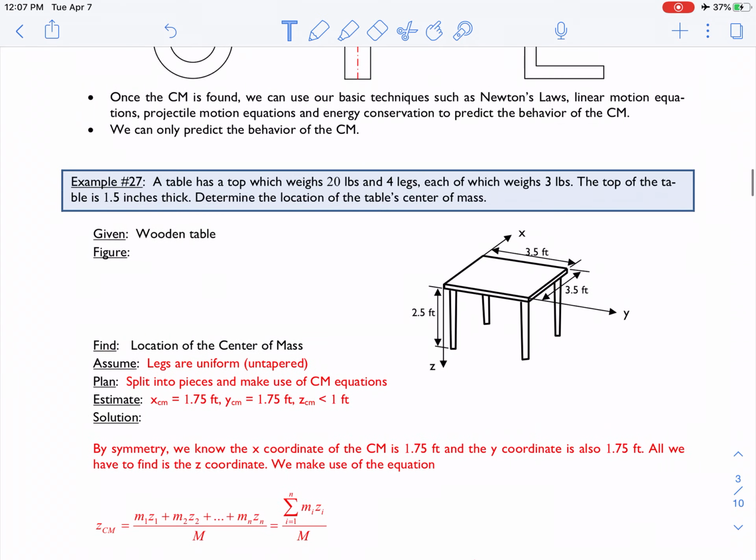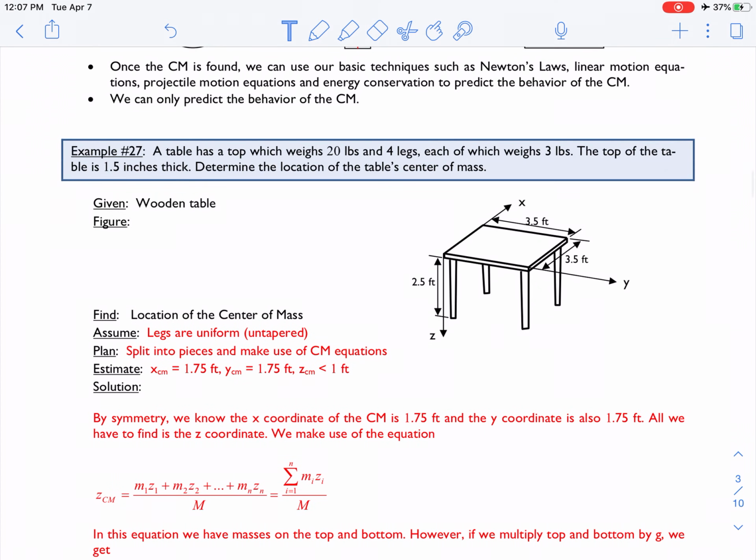So example 27. A table has a top which weighs 20 pounds and 4 legs, each of which weighs 3 pounds. The top of the table is 1.5 inches thick, and determine the location of the table's center of mass. So axes are given: x, y, z. They're a little bit different than we usually take, but that's perfectly fine. We have to use this axis. We need to find out where the origin is first.